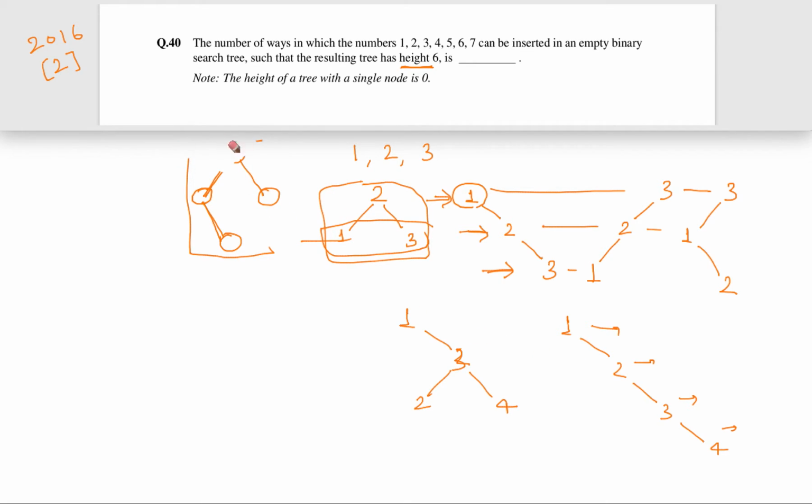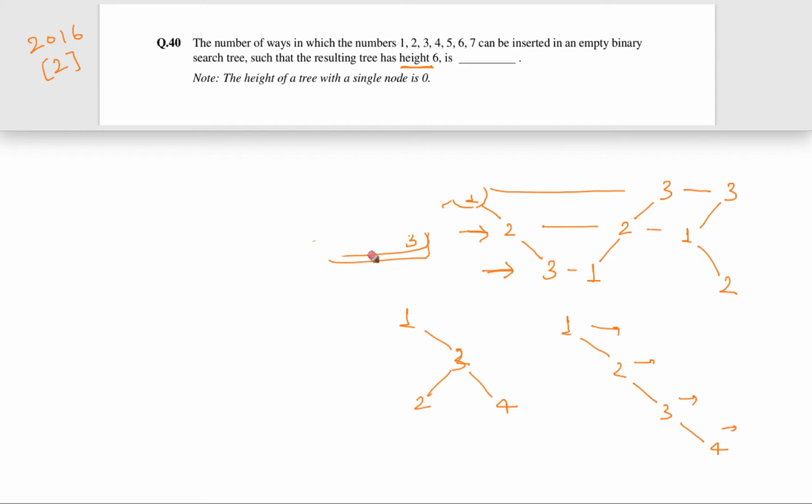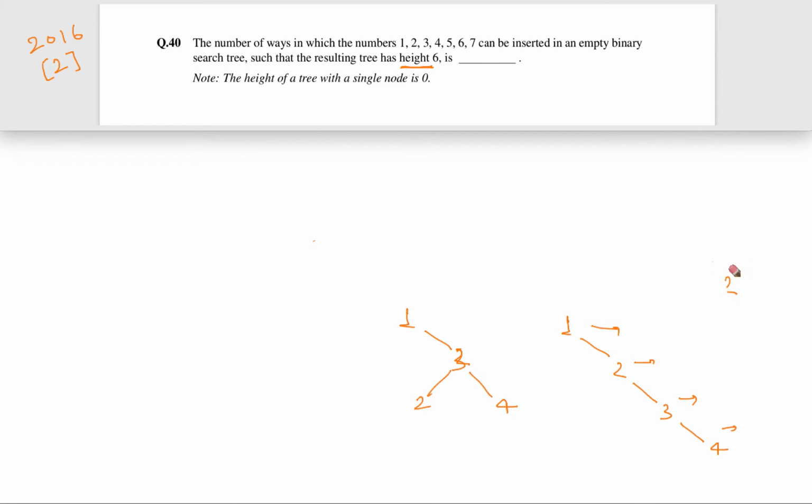Okay, but for 7 nodes, if we need to have height 6, then the way it is going to have that is each level is going to have only 1 node. So for 7 nodes, we are trying to calculate in how many ways we can insert that into an empty binary search tree such that we are having height 6. So we saw that in case of 3 nodes, different possibilities are there.